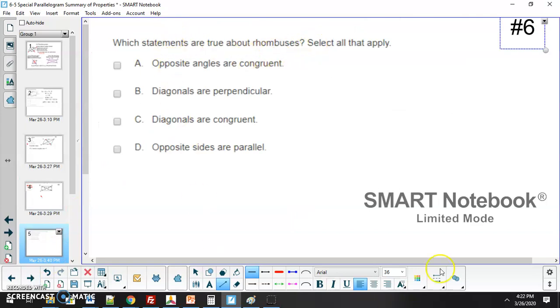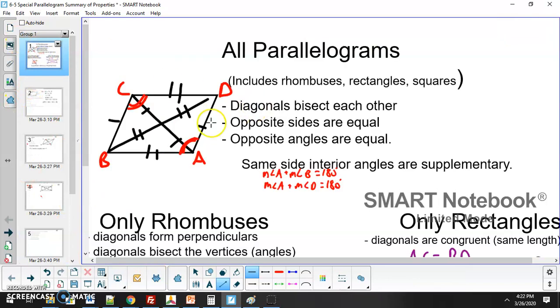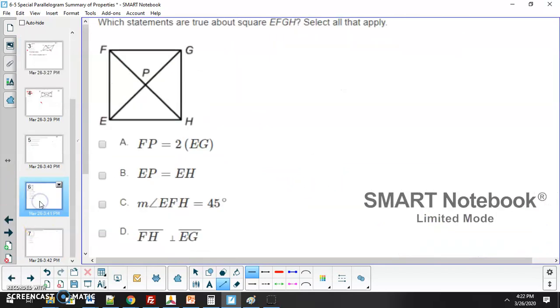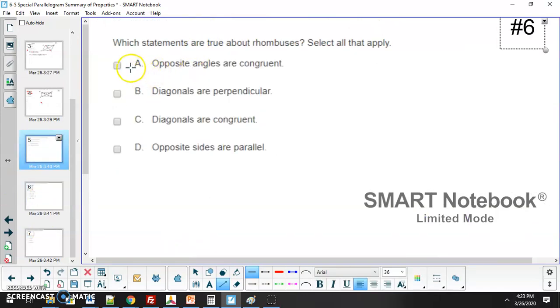Looking at this next one, what is true about rhombuses? Remember, rhombuses inherit all of these properties from parallelograms, and also these 2 here. Diagonals form perpendiculars, diagonals bisect the vertices. So, going back to this question about rhombuses. Opposite angles are congruent. Yes, that's in all parallelograms actually. Diagonals are perpendicular. Yes, that's only for rhombuses. Diagonals are congruent. No, that's for rectangles. Opposite sides are parallel. Yes, that's for all parallelograms.